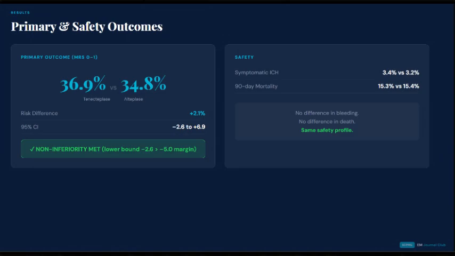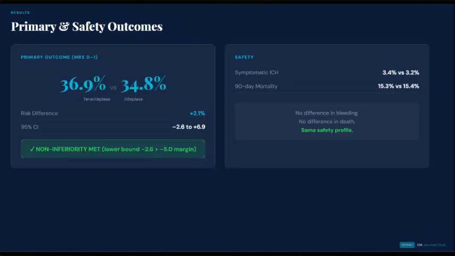So, what did they find? The primary outcome, modified Rankin 0 to 1 at 90 to 120 days, was achieved in 36.9% of the Tenecteplase group versus 34.8% of the Alteplase group, a little more than a third of each group. The unadjusted risk difference was 2.1%, with a 95% confidence interval of negative 2.6 to positive 6.9.